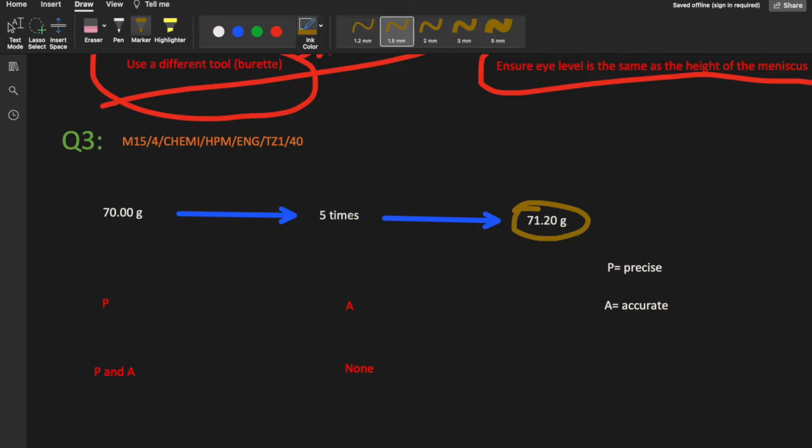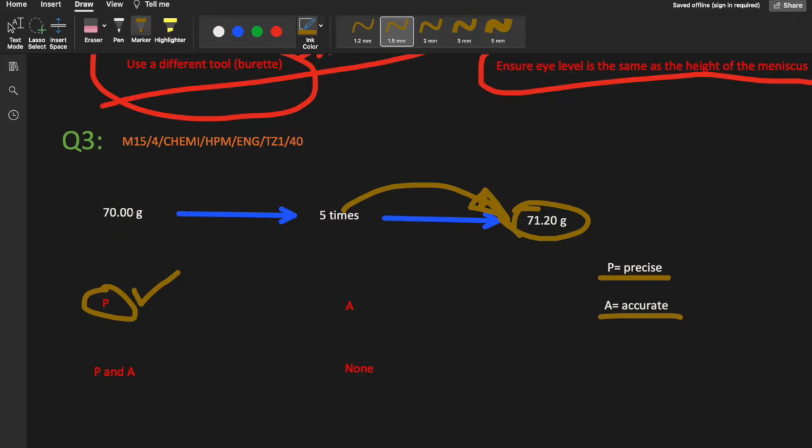So the student measured this value 5 times and he got the same measurement all 5 times. This means that the answer is precise. The measurements are precise. Why is that? Precise means that the measurements are close to each other. Accurate means that the measurements are close to the correct value or the accepted value.